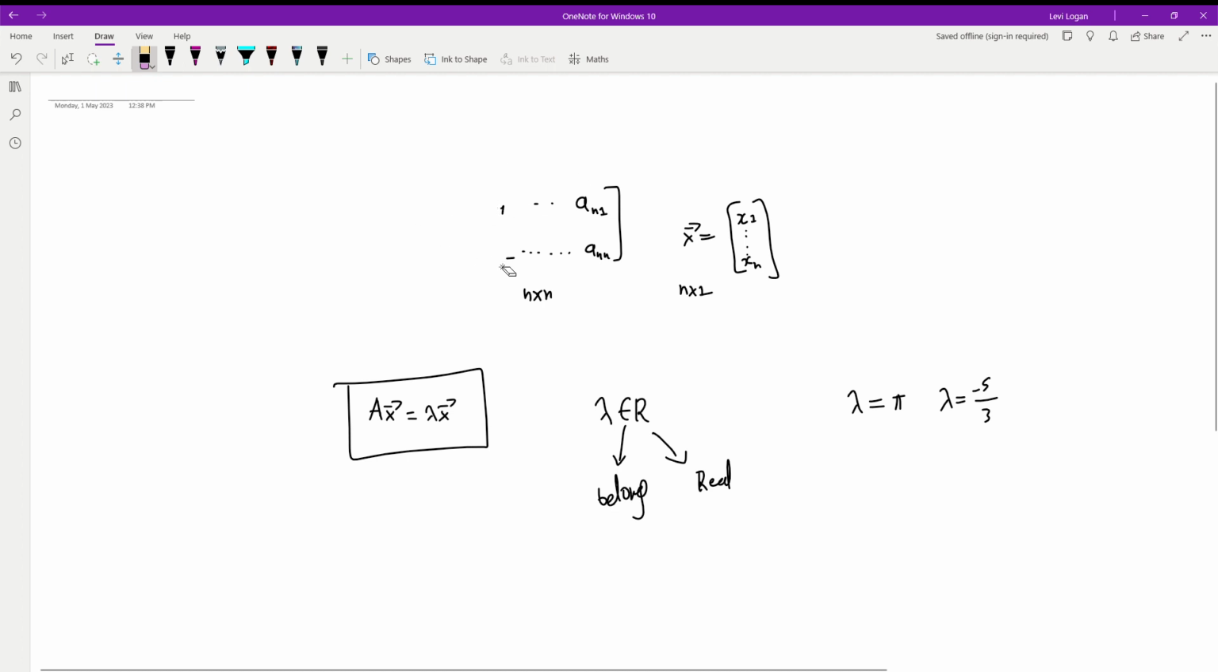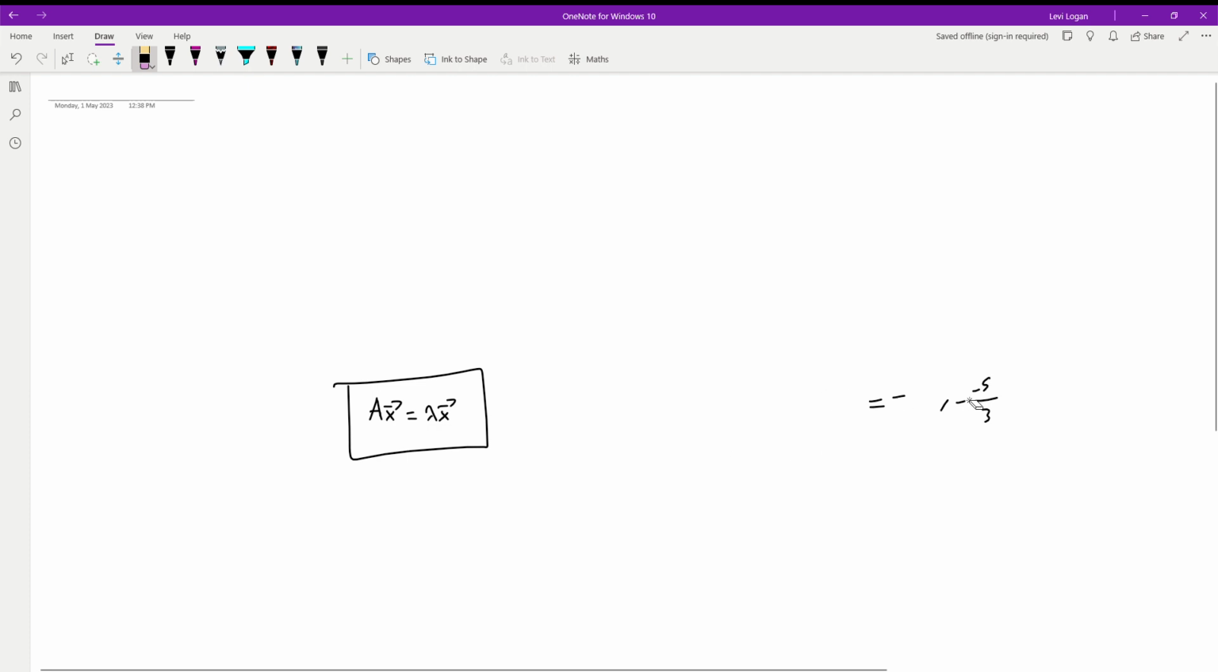So why is this important? Well, you can apply this to solve all sorts of problems in engineering and physics. But in this video, we're just going to show you how we actually work out what these eigenvectors and eigenvalues are. So this here is your eigenvalue, the multiple that you're getting out.